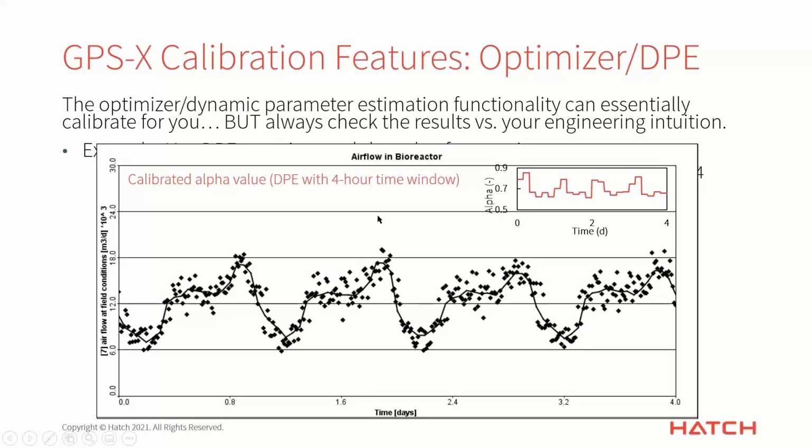And then finally, using the DPE with a 4-hour time window, I was able to calibrate the alpha value. So you can see here, this is the alpha value predictions that the DPE came up with. So there's kind of a diurnal profile here in the alpha value. And you can see now that the model is matching very well. The peaks and the valleys are both being matched very well because of the fact that the alpha value is now able to change dynamically over the course of the day.